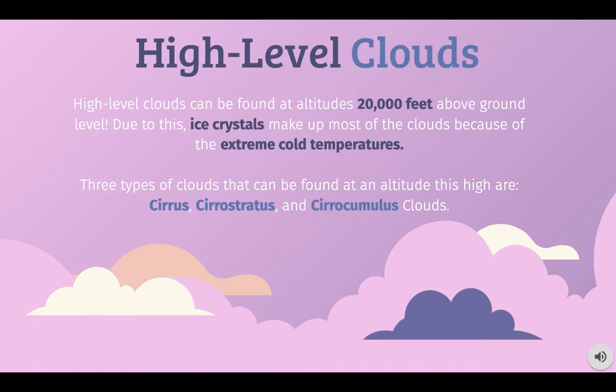High-level clouds are the highest clouds that you can find in the sky. They can be found at altitudes up to 20,000 feet above ground level. Because of this, ice crystals make up most of the clouds because of the extreme cold temperatures that can be found up high at that altitude. Three types of cloud that can be found at an altitude this high are Cirrus, Cirrostratus, and Cirrocumulus clouds.